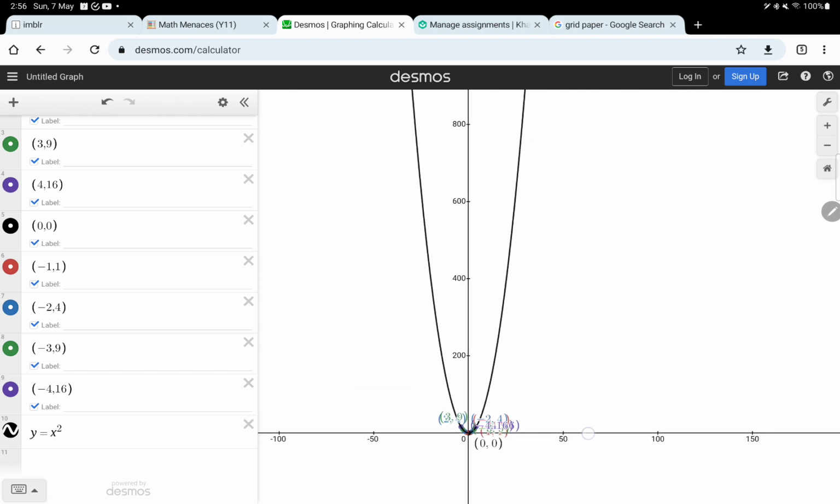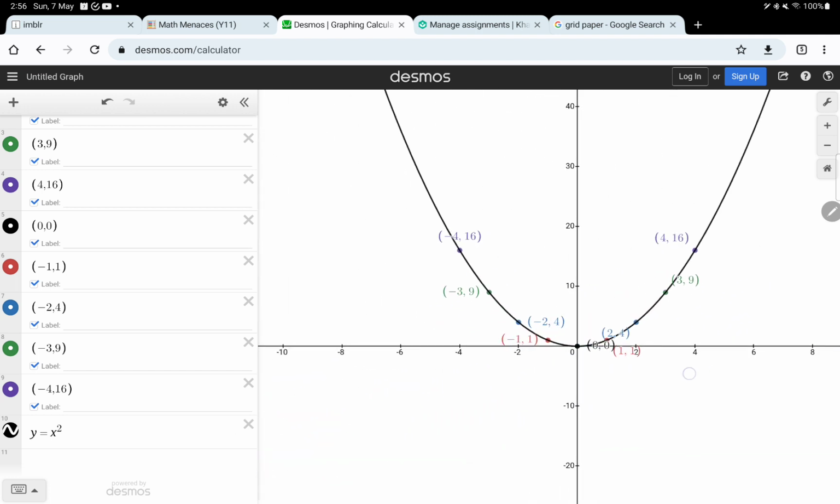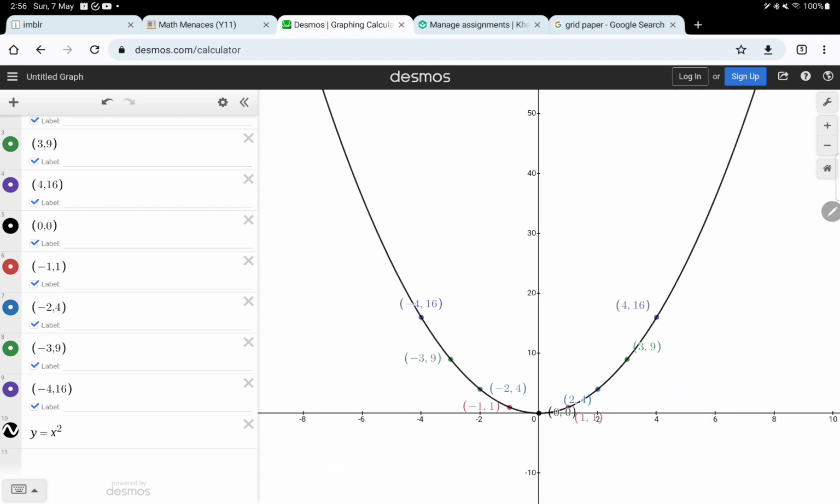And the graph looks like that forever. It never comes back in, it always comes out like that. So that's an introduction to a non-linear graph, and when you start putting squares into the equation, that's when you start getting a non-linear graph.